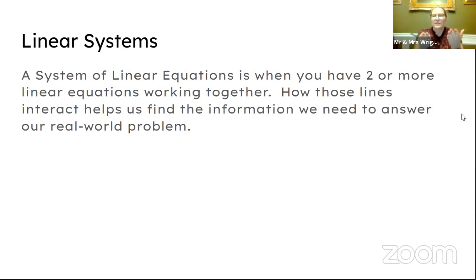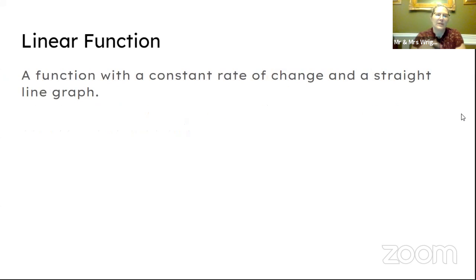Which one is a better plan if you used it in certain ways, like if you used more data or if you used less data. And so this is what linear systems do, help us to interpret the data that we have in order to make decisions. So a linear function is a function with a constant rate of change, and it's a straight line graph.